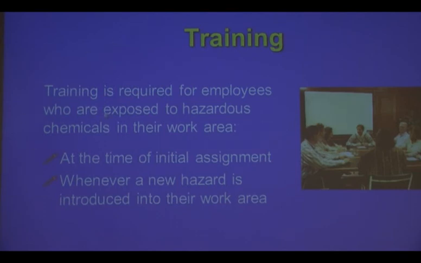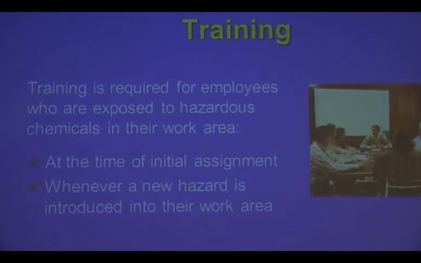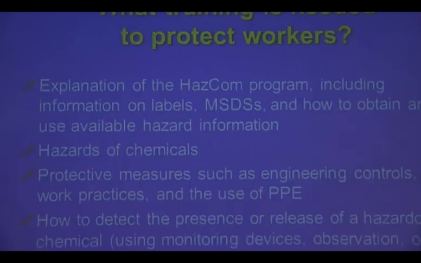Training is required for employees who are exposed to hazardous chemicals in their work area. You have to have training at the time of initial assignment. So when you get assigned there, you have to have training on that area. And then when something changes in that area, such as a new hazard introduced, you have to have training. What training is needed to protect workers? Explanation of the HAZCOM, all the labels, MSDS. This is a lot.